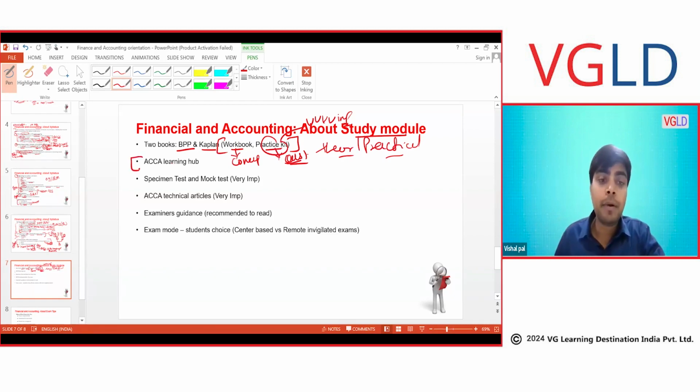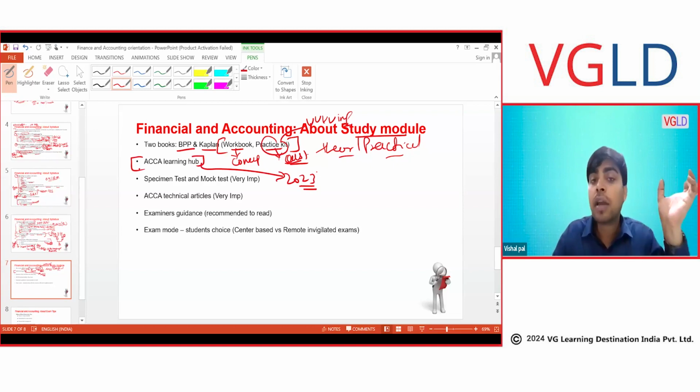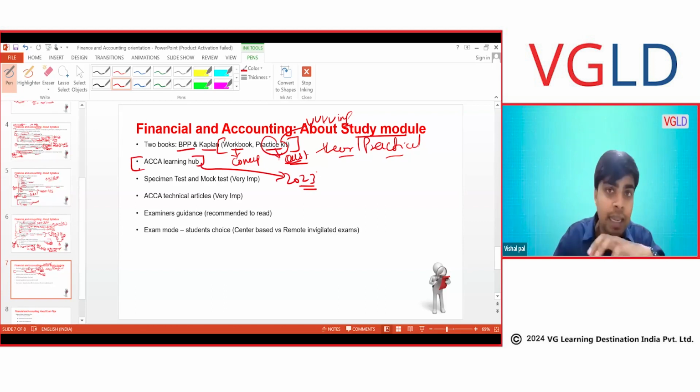Now, the second very important thing is the ACCA Learning Hub, a very important tool which was introduced last year, 2023. It is very useful in case you are studying from a book, let's say BPP or Kaplan, and you are not finding it very helpful or sufficient. So you can go to the ACCA portal, log into My ACCA, and use ACCA Learning.